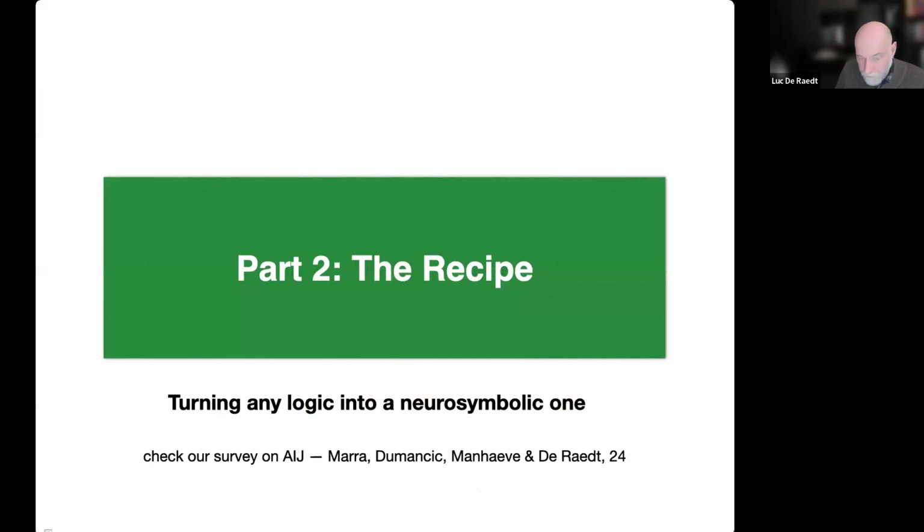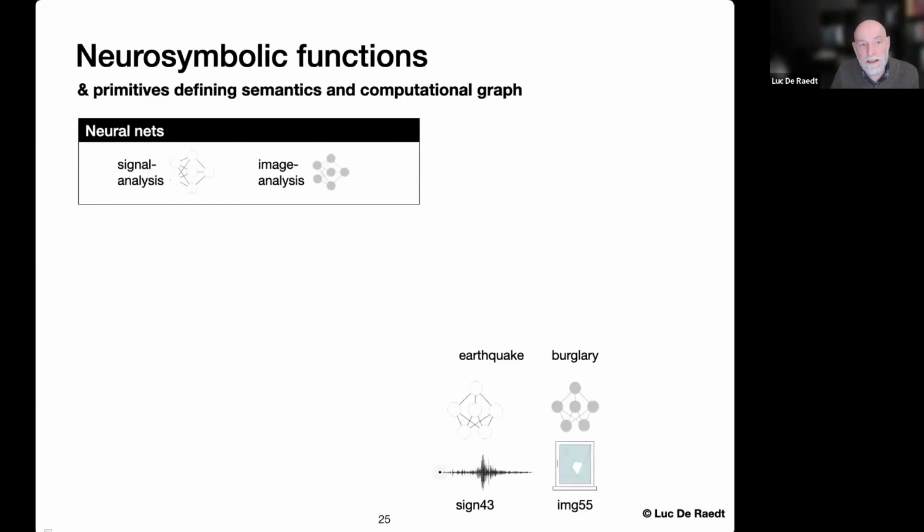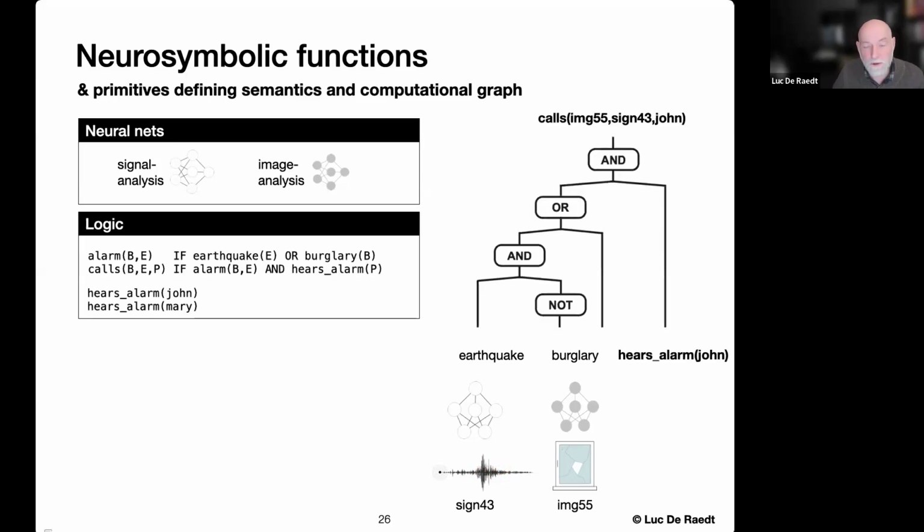So the recipe that I can now come to is basically showing how you obtain such logics. And the first step is really to start from some neural networks. And of course, I'm using a toy example. There are 2 neural networks for which you know the structure, you don't know the parameters, they have not been pre-trained or anything like that. You get a signal, you get an image, and you want to predict whether or not there is an earthquake, whether or not there is a burglary. So that's the neural networks.